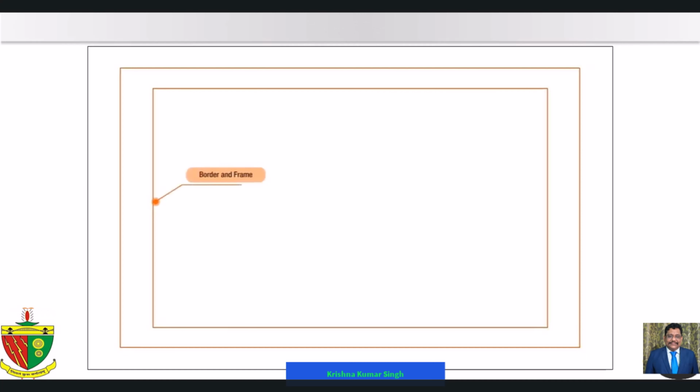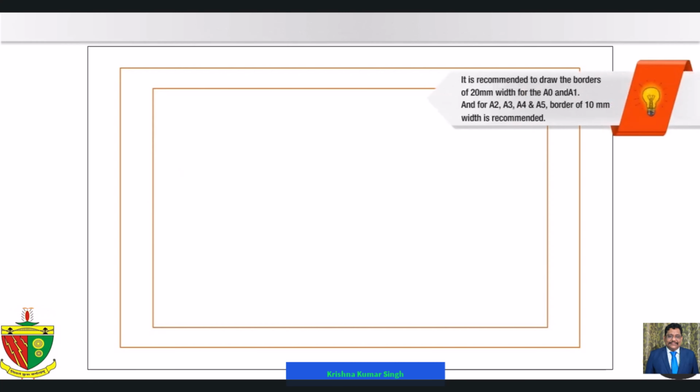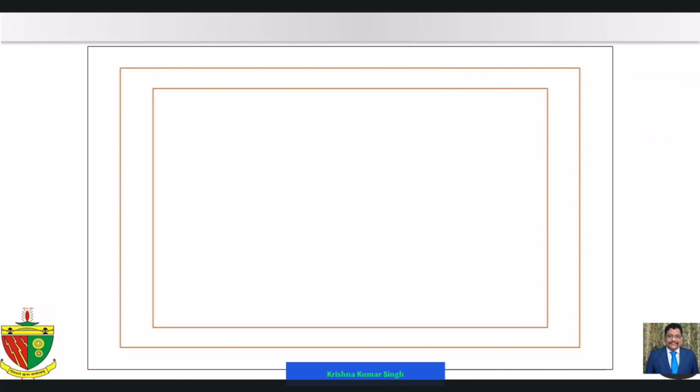Borders and frames. The main purpose of the drawing border line is to get clear working space. Note: it is recommended to draw borders of 20 mm width for A0 and A1, and for A2, A3, A4 and A5, a border of 10 mm width is recommended. Frame shows clear space for drawing purpose.